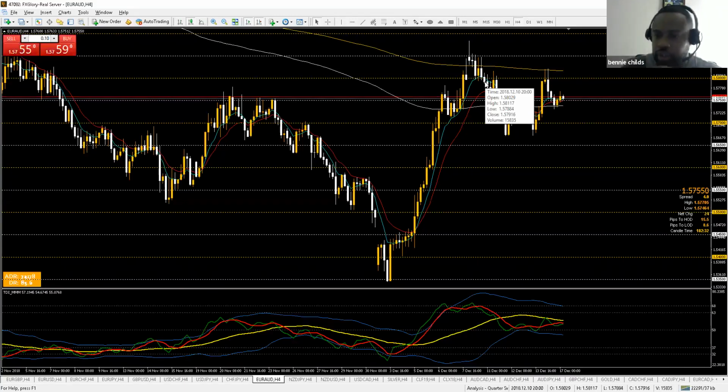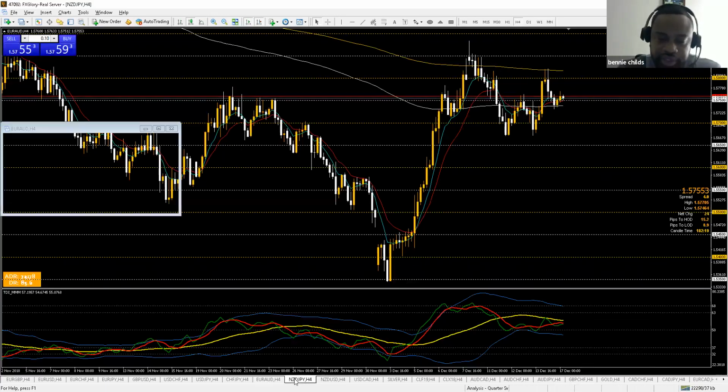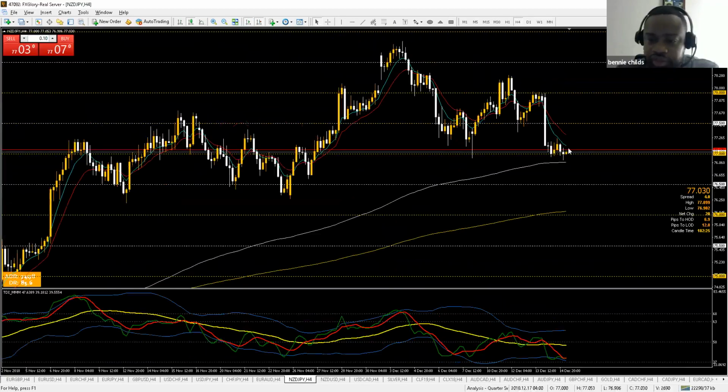I would wait for my confirmation to go ahead and jump in. But since it's in between, I would just wait. Again, we have several different pairs that are going to give us opportunity. This one right here, the NZD JPY, is right at a price point. Make another note. This is right at a price point.